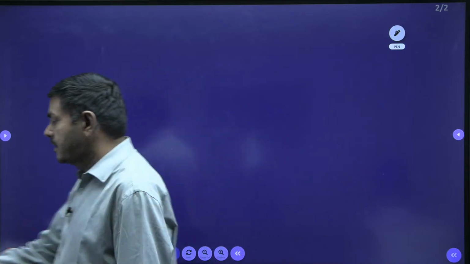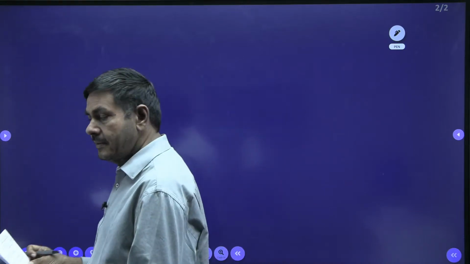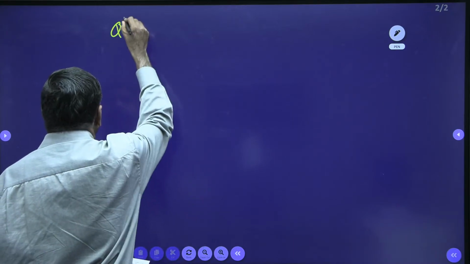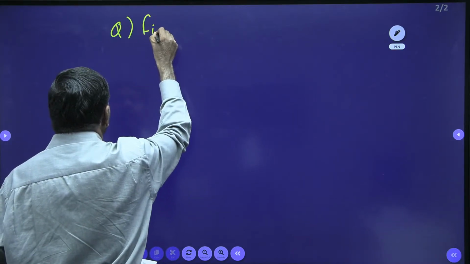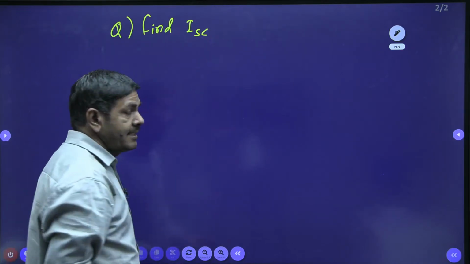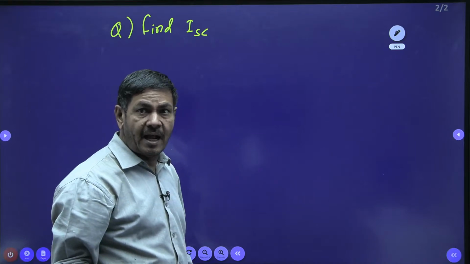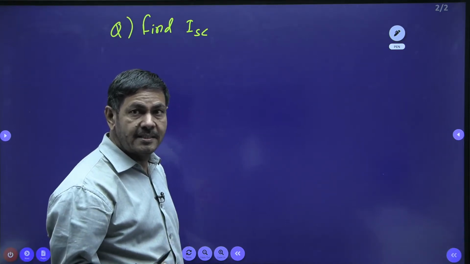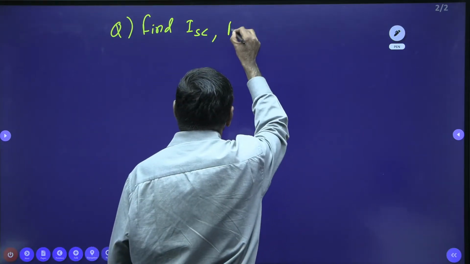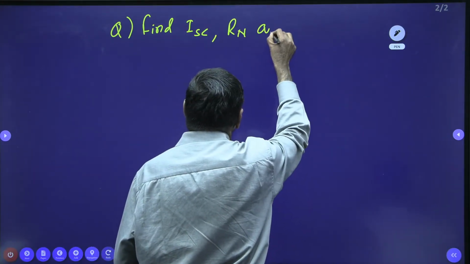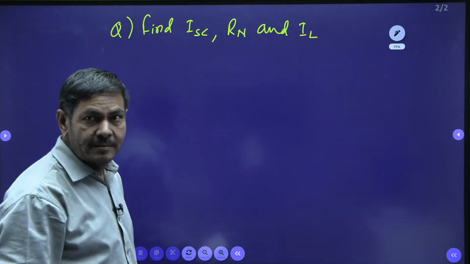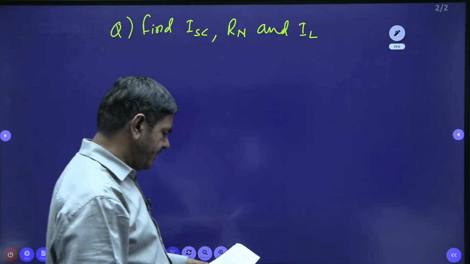Yes, a problem was given like this. Find IN or ISC. ISC is the short circuit current, and IN means Norton's current. You may give it any name. Comma, RN I want, and also I want the load current, the current through the load. One simple problem I am giving here now.